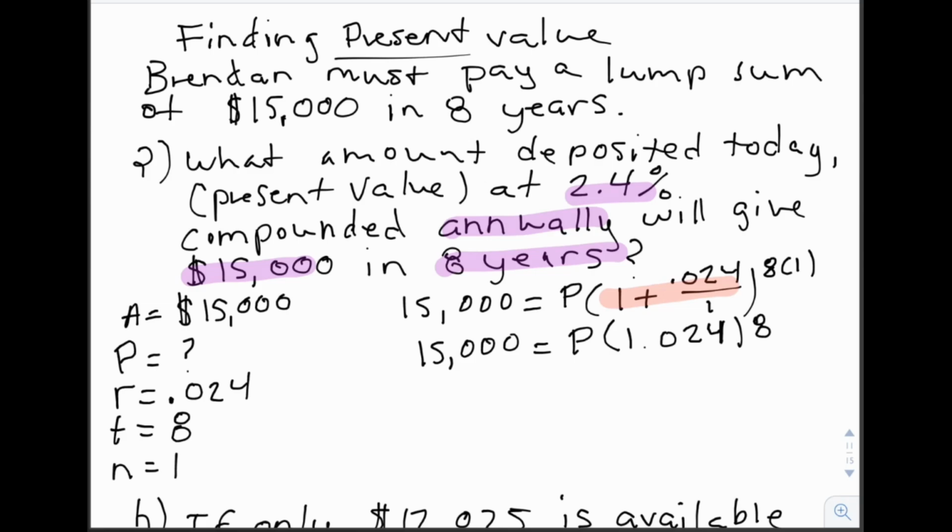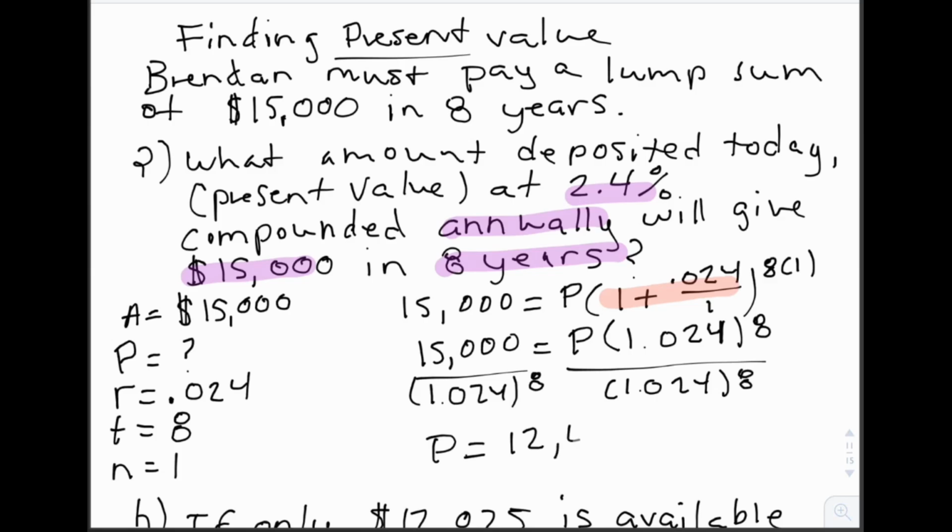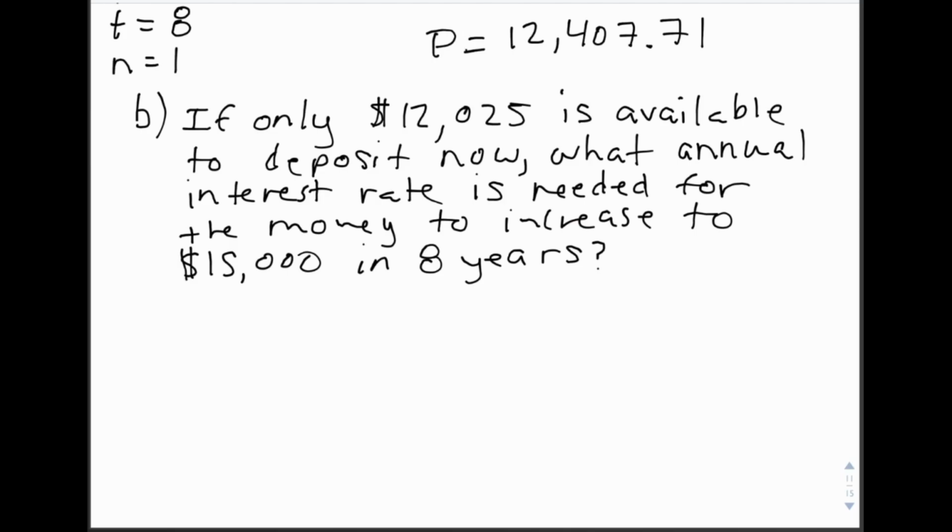So we can take that value and divide it out in order to find our P. 1.024 raised to the 8, and divide it onto our left-hand side. And that should get us a present value, or amount that we need to deposit, as $12,407.71.